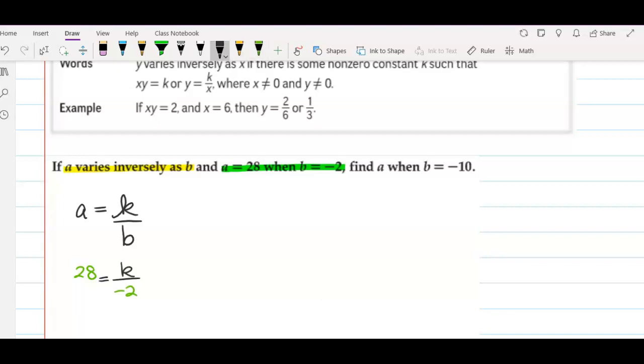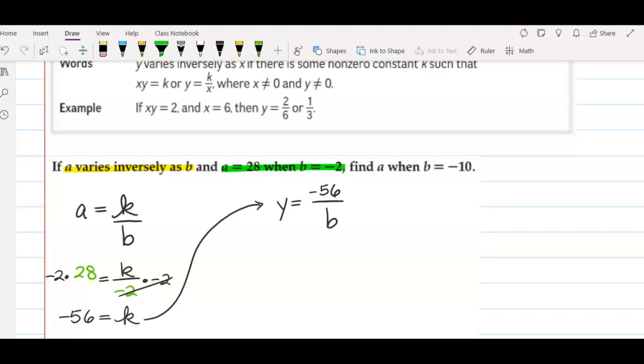And we can solve. K equals negative 56, which means I can now write a specific inverse variation equation, except instead of y, that's supposed to be the letter A, so I'm consistent with the problem.